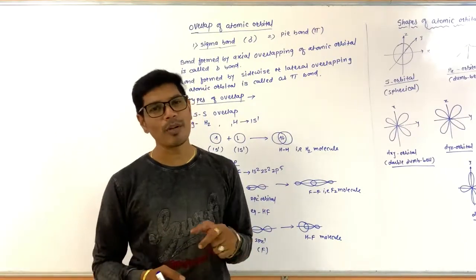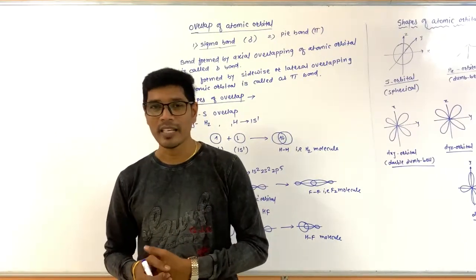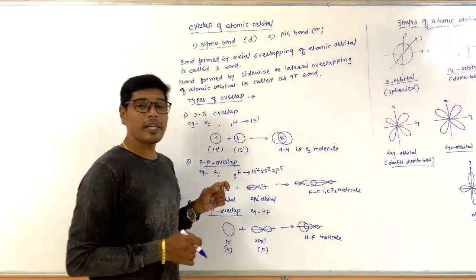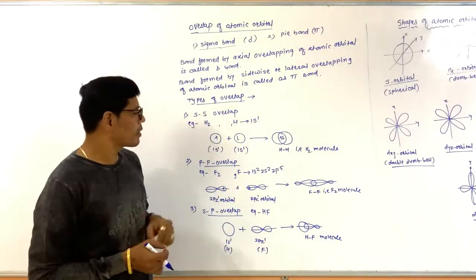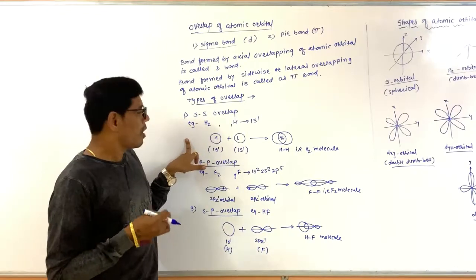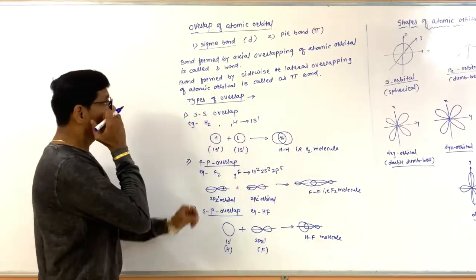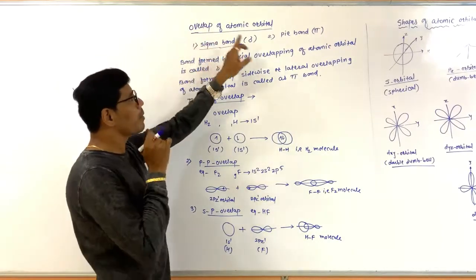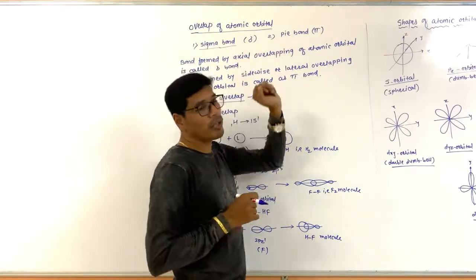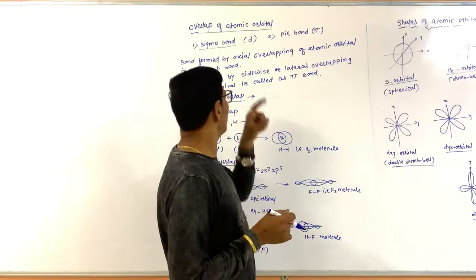जितना ज़्यादा overlapping है उतनी वो bond की strength ज़्यादा रहेगी. Now their overlapping depends upon the size and shape of the atomic orbital. How their size and shape are there. See here, on that basis two types of bonds are there. One is sigma bond, other one is pi bond. First one is the sigma bond.